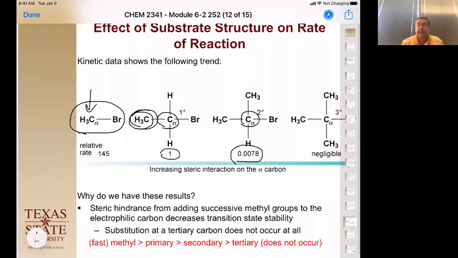And then by the time you put 3 here, technically they don't do SN2 reactions. You might get a little bit of product eventually, but it's not going to go at any appreciable rate. So the type of substrate you have controls your kinetics in an SN2 reaction. And it makes sense because you have to be forming the bond and breaking the bond at the same time and 180 degrees apart from each other.